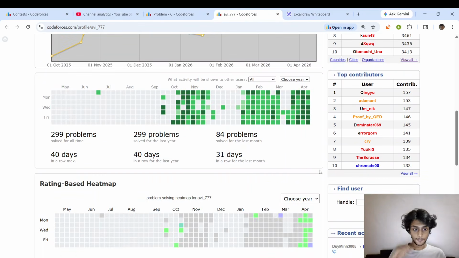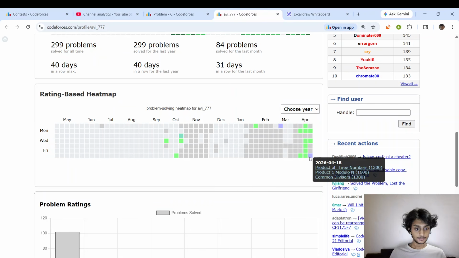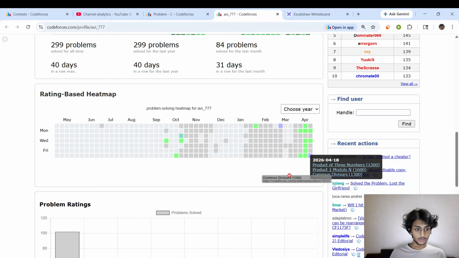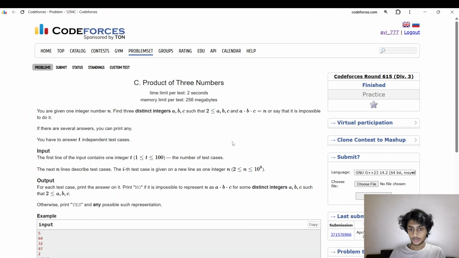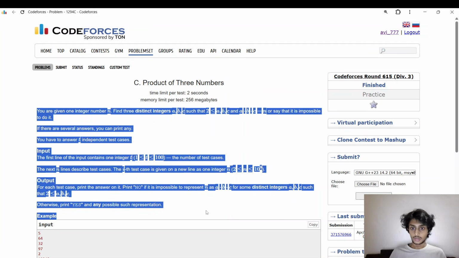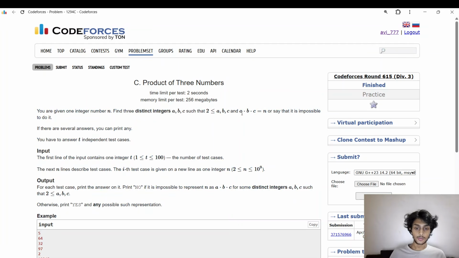Let me show you guys. This problem, yeah, I solved it by myself in one go, and it didn't take me much time. This one was pretty simple for me at least. And this was the problem.